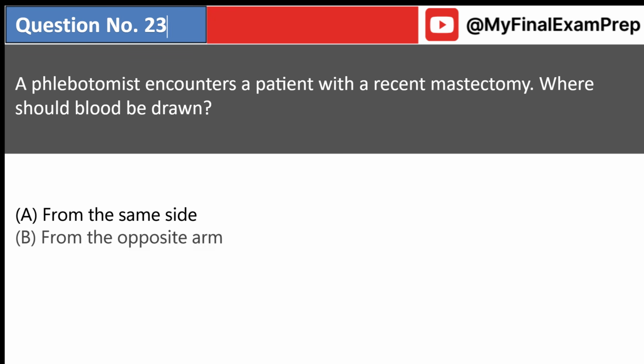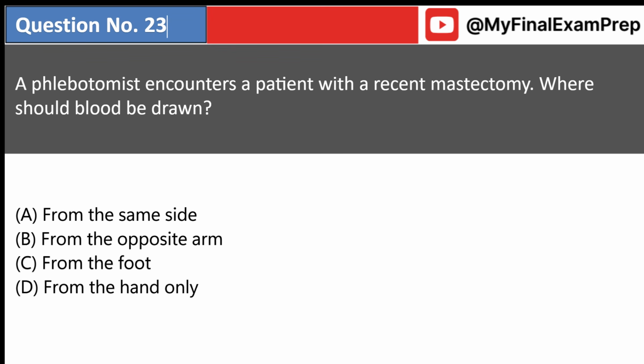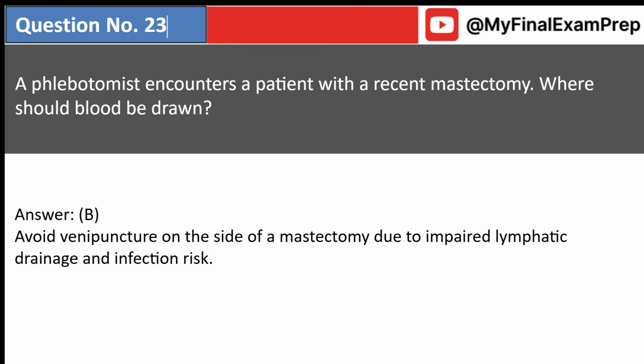A phlebotomist encounters a patient with a recent mastectomy. Where should blood be drawn? A. From the same side. B. From the opposite arm. C. From the foot. D. From the hand only. Answer B. Avoid venipuncture on the side of a mastectomy due to impaired lymphatic drainage and infection risk.